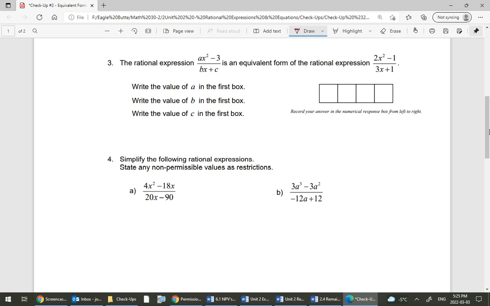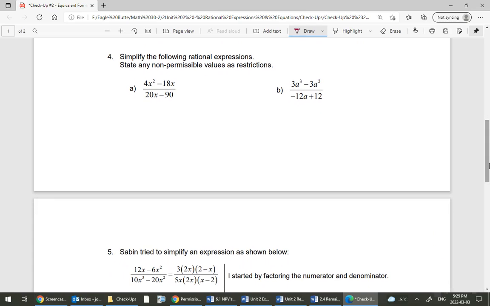So we're going to look for a clue. The only number we have is negative 3, and here we have a negative 1. Well, negative 1 times 3 is negative 3. So 2 times 3 is 6, so this would be 6x squared minus 3. 3 times 3 is 9, so we're going to have 9x, and 1 times 3 is 3. And then we're asked for a, b, and c. So a is 6, b is 9, and c is 3.